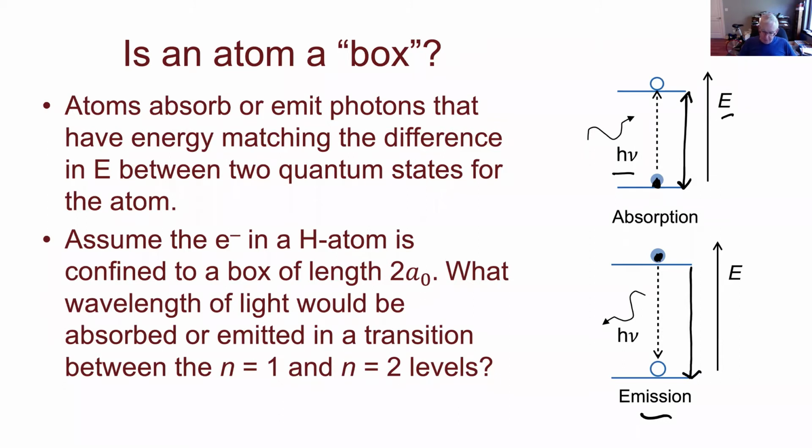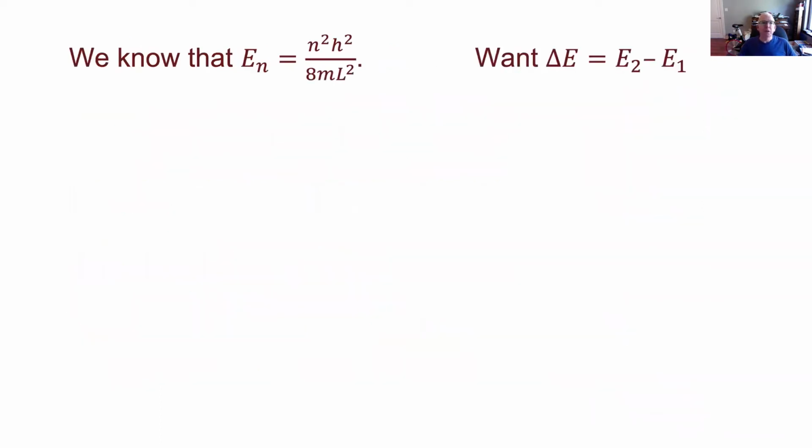So I'm going to imagine that down here my lower state is n equals 1, my upper state is n equals 2, and I'm going to find the wavelength of light. I'm going to start off by finding the energy difference between those two states, because that's what's going to get me towards the frequency or the wavelength, whichever I care for. We know our energies look like this: the energy of each level is just n squared h squared over 8mL squared. We want this difference in energy, and we have L equal to 2a0, because that's what it said in our description.